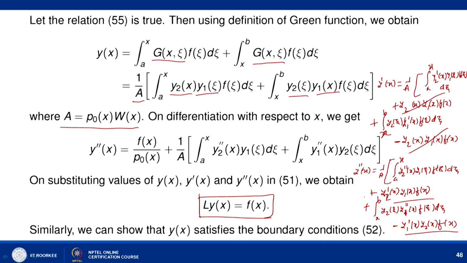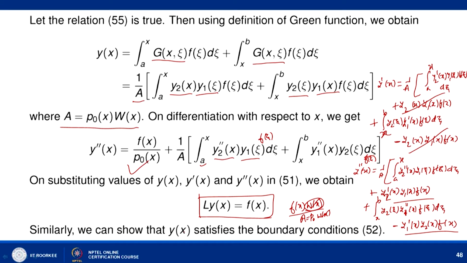So, if you write it, it is integral a to x y2''(x) y1(ξ) f(ξ) dξ plus x to b y1''(x) y2(ξ) dξ into f(ξ) dξ here, and if you take it out, the term we will get is f(x) times the Wronskian of y1, y2, and we already know that this quantity is divided by a. So, that you can take it out. Now, a is basically p0(x) W(x). If we use the value of a, that is p0 into W(x), this will cancel out, we have f(x) into p0(x) plus this quantity 1 upon a, integral a to x y2''(x) y1(ξ) f(ξ) dξ plus x to b y1''(x) y2(ξ) f(ξ) dξ.